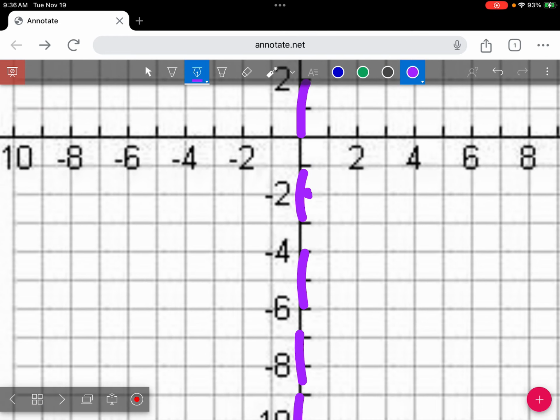Okay? Questions on this part? No, I did not hand you a single graph. Because we got to be able to do transformations.